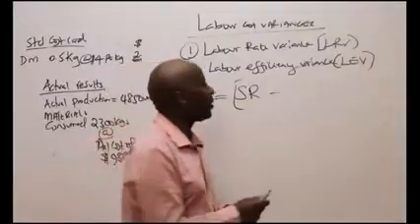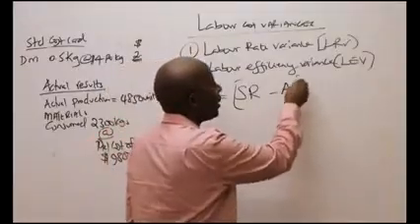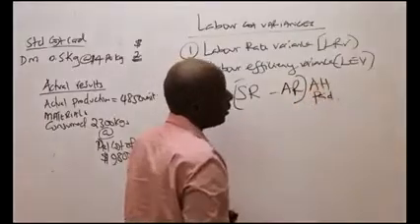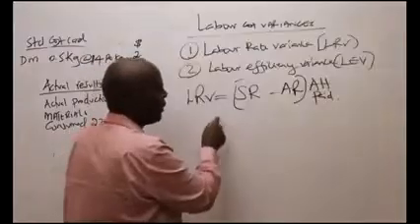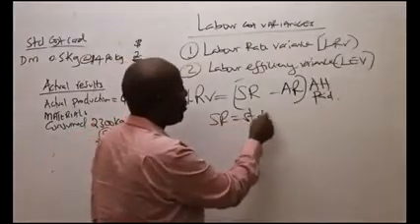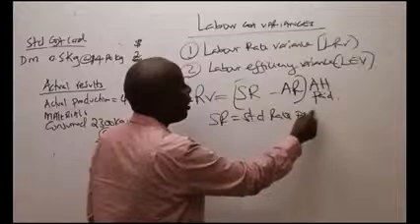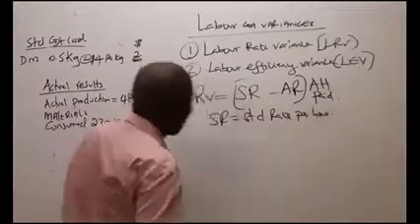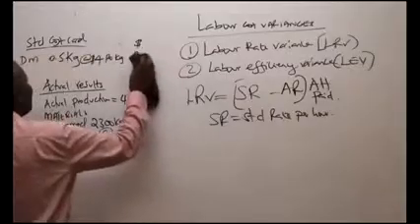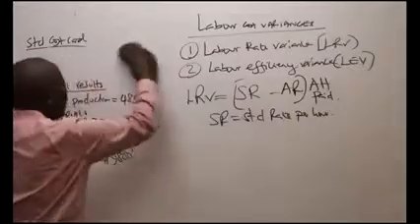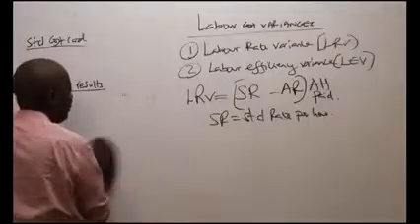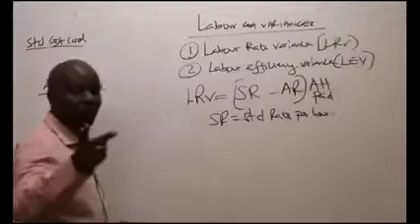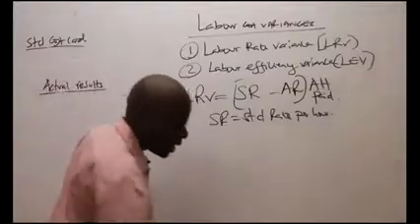So we have here standard rate minus actual rate. And then outside here, we have what we call the actual hours that were paid. SR is the standard rate per hour. So I'm now working with labor, and with labor I would want to know two things: the standard labor cost and the actual labor cost.